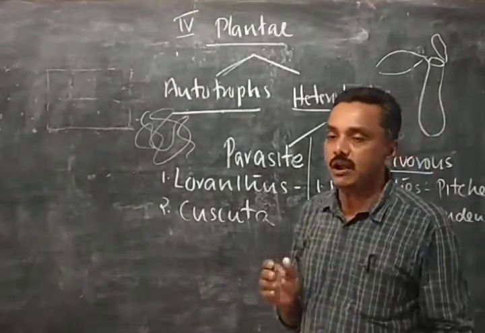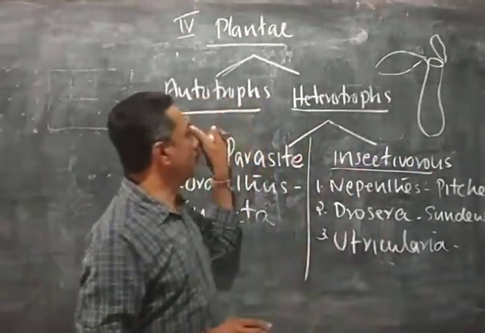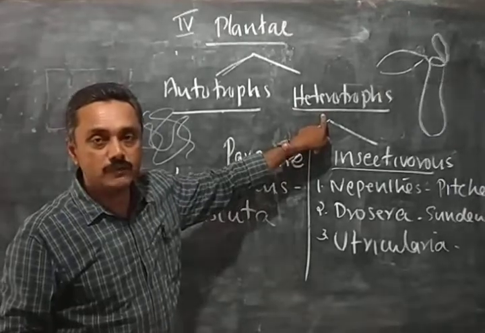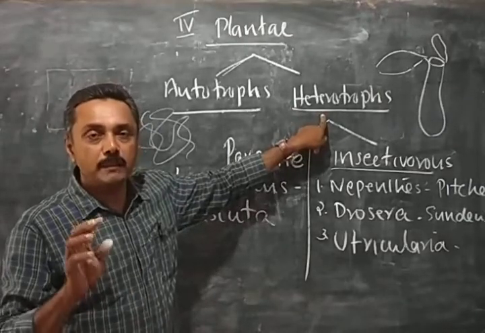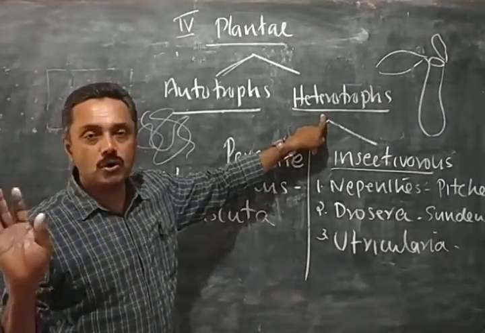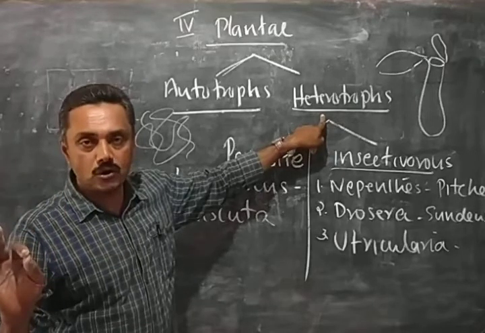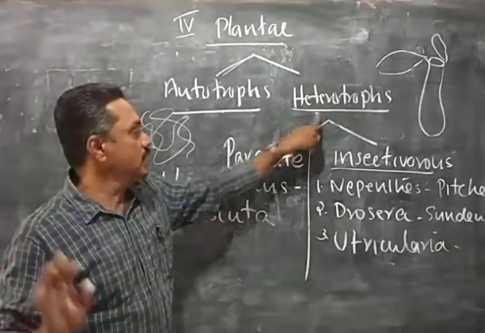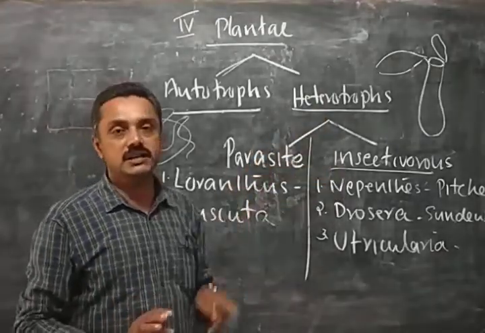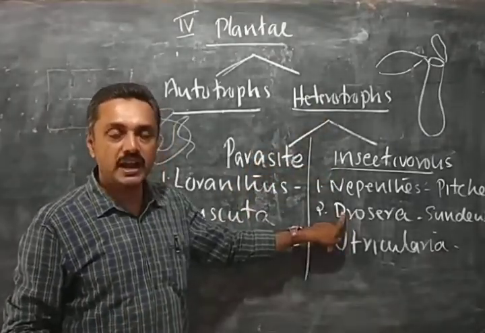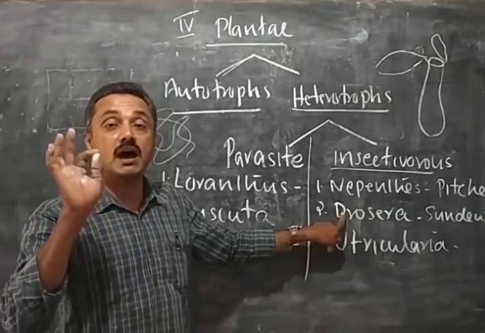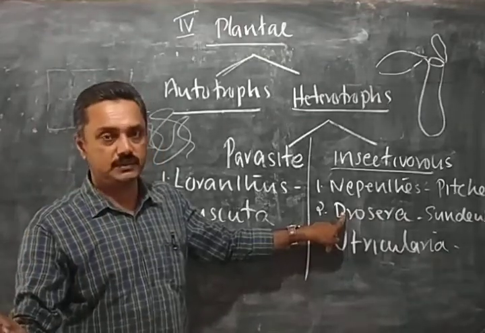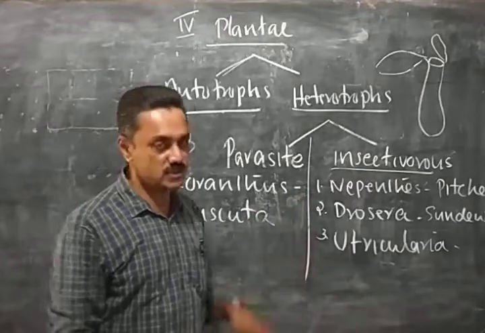All the plants are not autotrophs, some of the plants are heterotrophs. So, an important question: comment on that. All the plants are not autotrophs, some are partially heterotrophic, they cannot prepare food by themselves. They are parasites and insectivorous plants. This is an important question carrying 2 marks. All the plants are not autotrophs; some are heterotrophs, parasites and insectivorous plants.